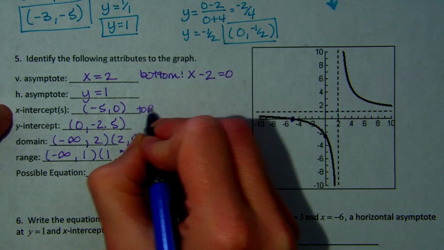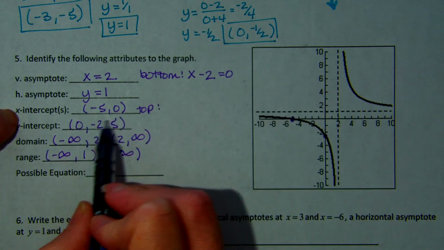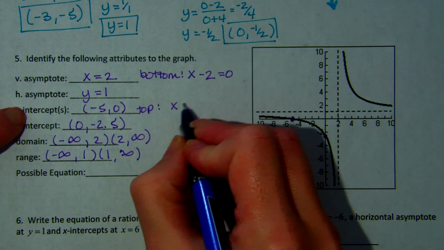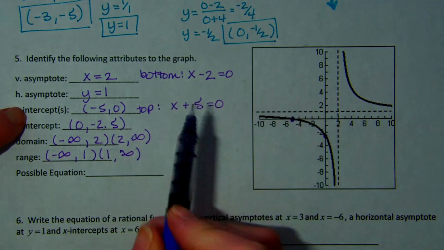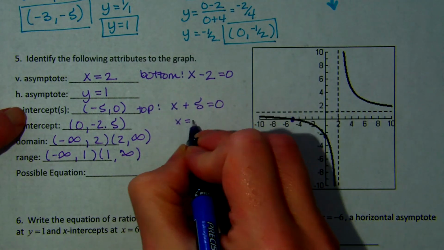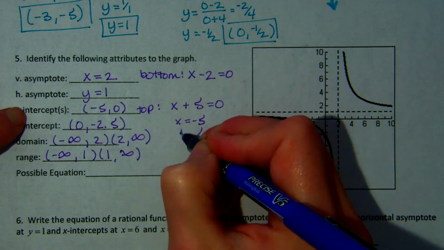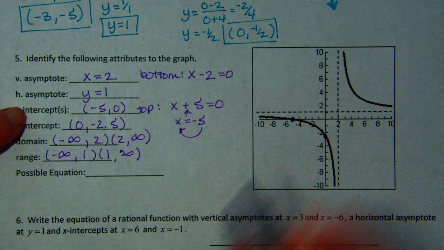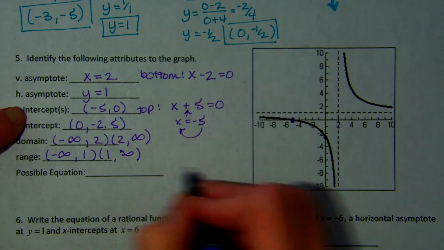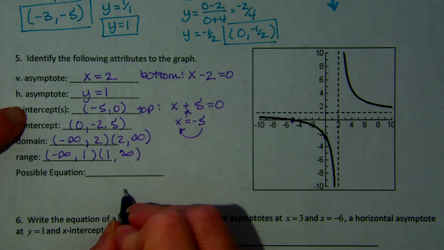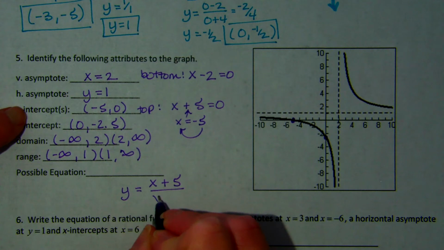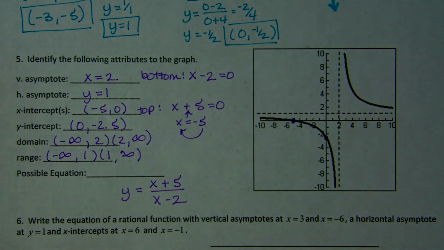X-intercept comes from the top. And if I had an x-intercept at -5, well, that's x plus 5. Because x plus 5 equals 0 is what gives me that -5, right? X equals -5, and move it back over, this is what you get. X plus 5 equals 0. And so that gives you the bottom and the top of your equation. So I'm going to write it over here just because I've got more space. This is y equals x plus 5 over x minus 2.